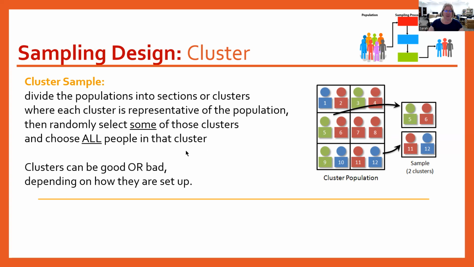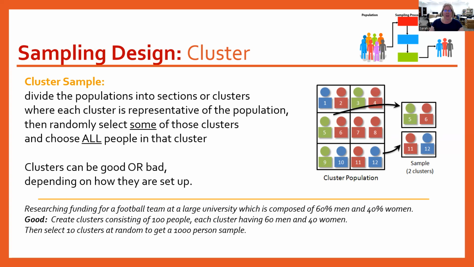All right, let's revisit the football team. So a good way of doing this, if I still wanted 1,000 people, but I wanted to use a cluster sample, I would go through the population and I would create groups of 100 people, where each 100-person group had 60 men and 40 women. So each group has that same 60-40 split. And then if I need 1,000 people, that would be 10 of those groups. So I'll pick 10 of those groups out of however many of them I have. And I'll pick 10 at random, and that'll give me 1,000 people total.